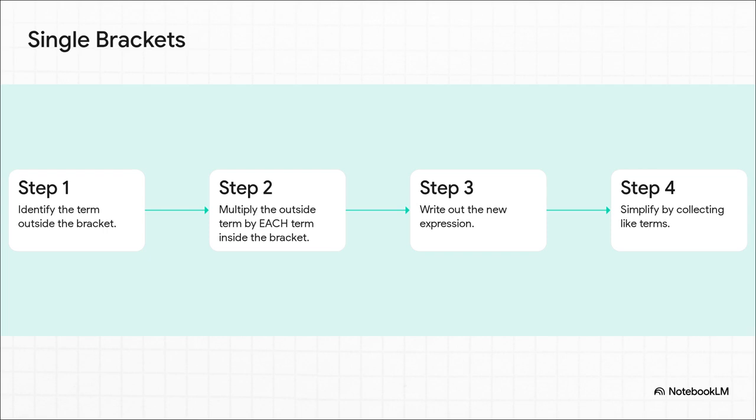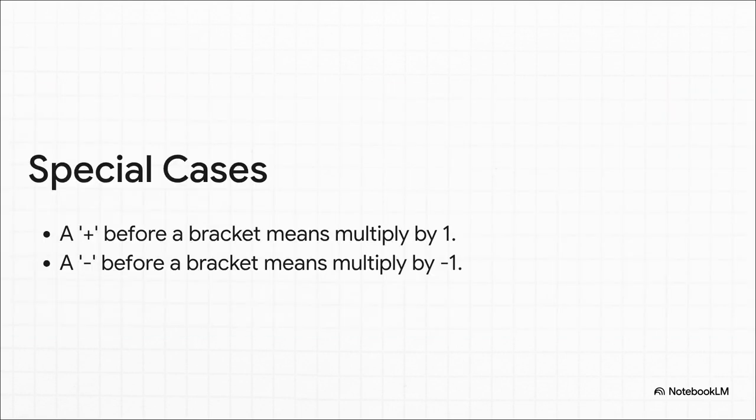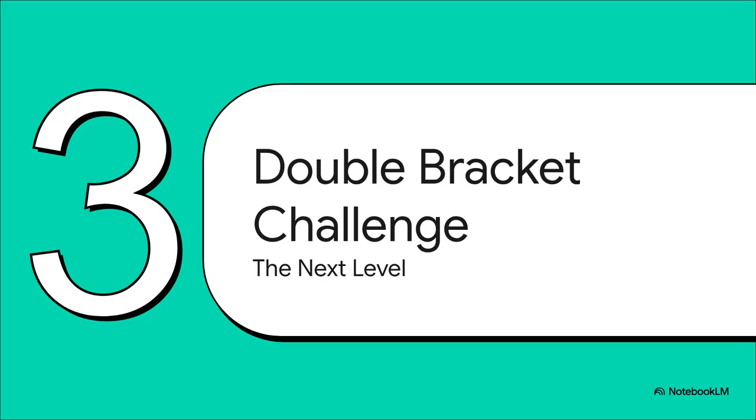Once you've done that, you just write out your new expression, and then, you guessed it, you simplify by collecting those like terms. Now, there are a couple of special cases you need to watch out for, because they can trip you up. A plus sign in front of a bracket? Easy. It's basically like multiplying everything by +1. But a minus sign? That's the sneaky one. That means you have to multiply every term inside by -1. It's so easy to forget to distribute that negative all the way through, so really keep an eye out for that.